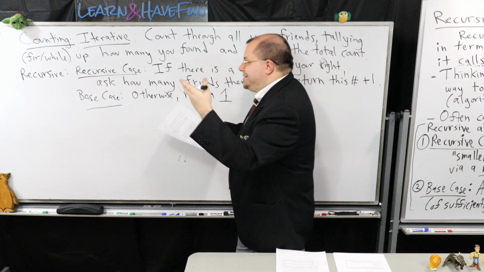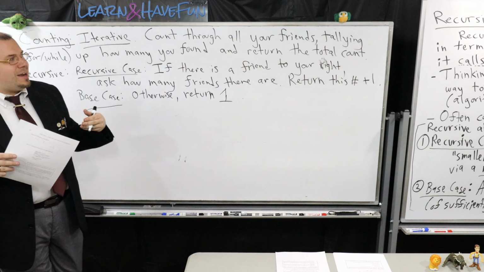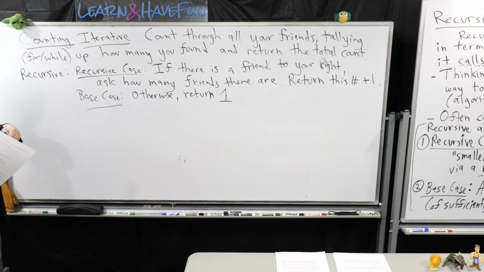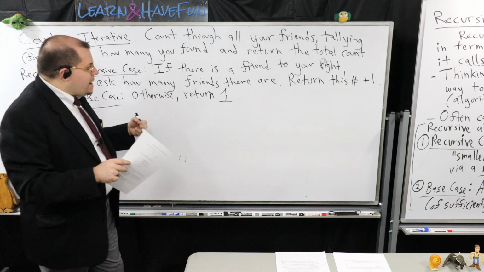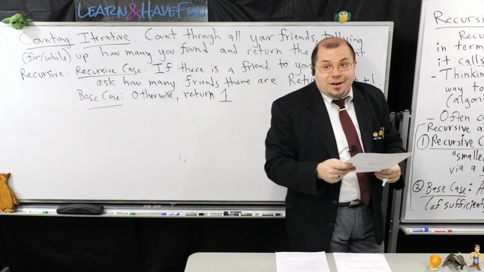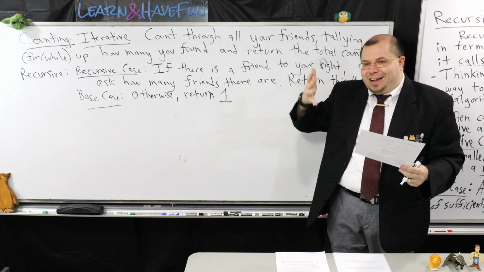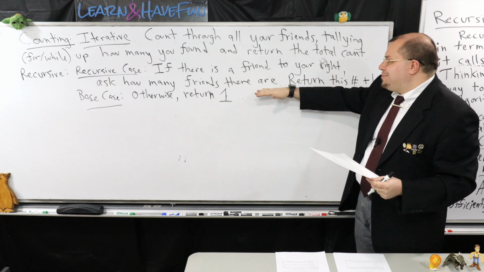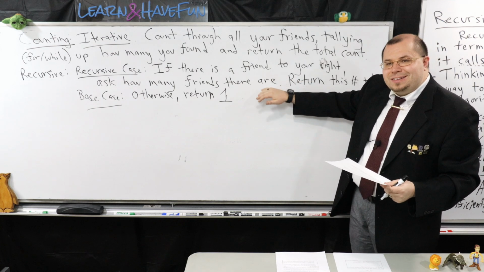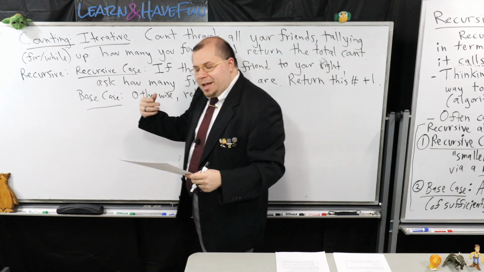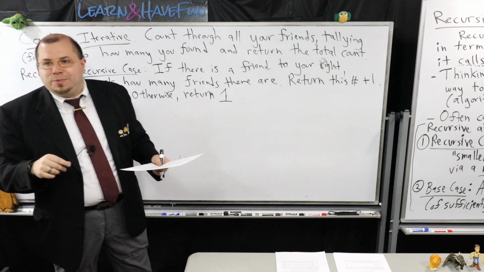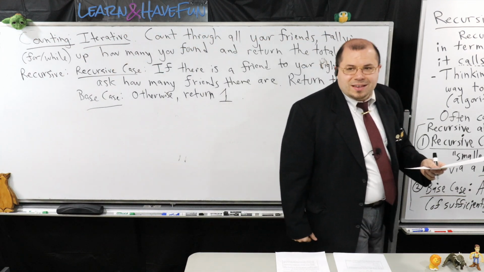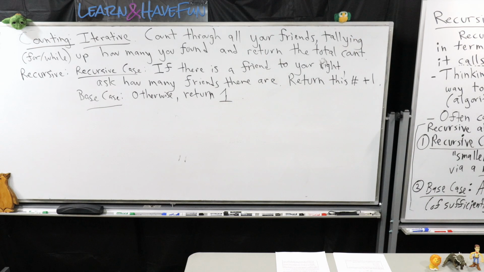So that's an iterative way of thinking about how you can count your friends. Here's a recursive way to count your friends. But notice the way I describe this is entirely based on the definition of counting in the first place, right? If there's a friend to your right, ask how many friends there are. That's the recursive call. You're going to see, if you try playing around with this, that is in fact the recursive component of this. So let's think about this.